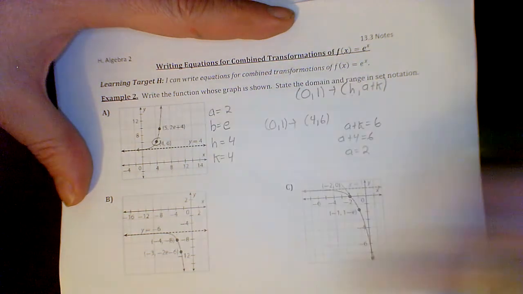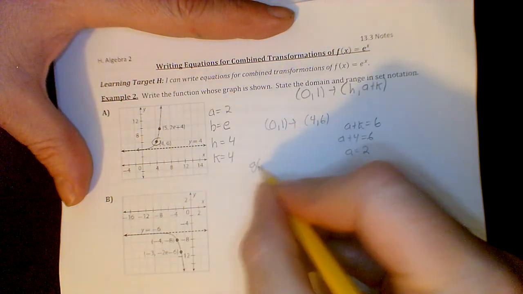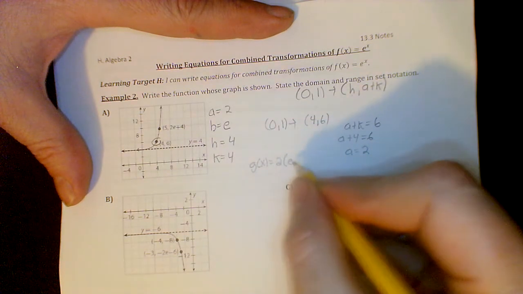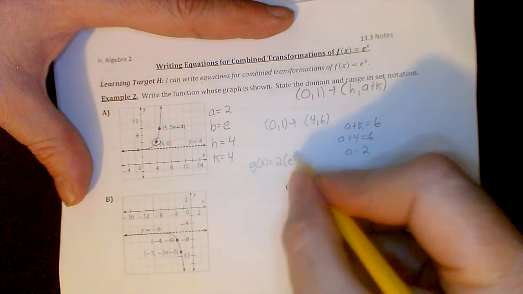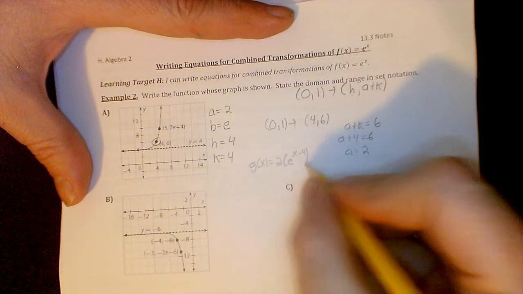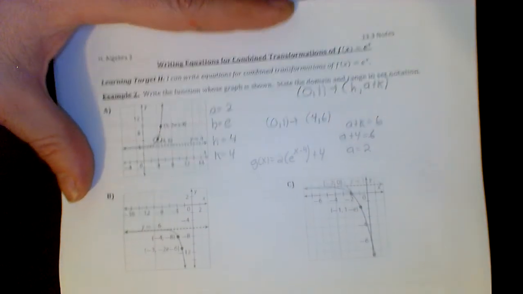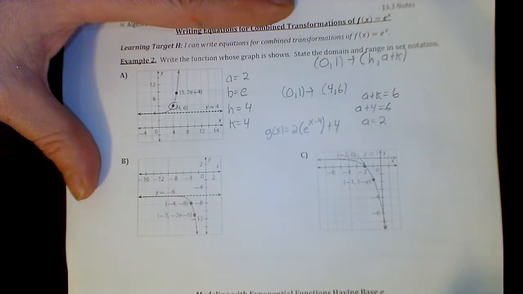We're done. That's it. We write it. G of X equals A times our base to the X minus H, plus K. Done. Two more. Really, that was 1 minute and 30 seconds. So here we go.